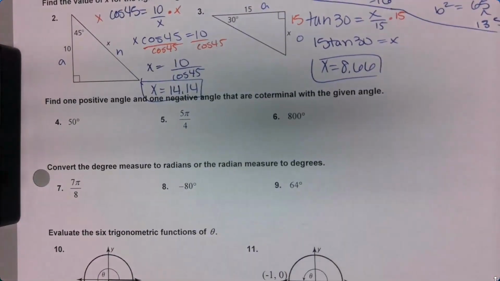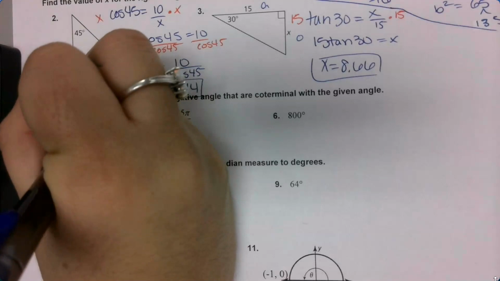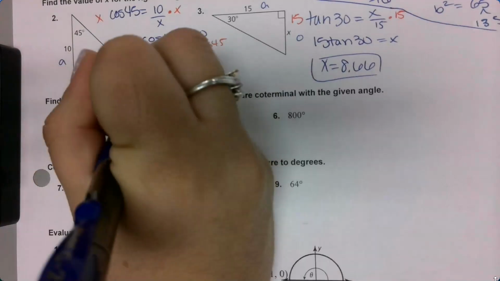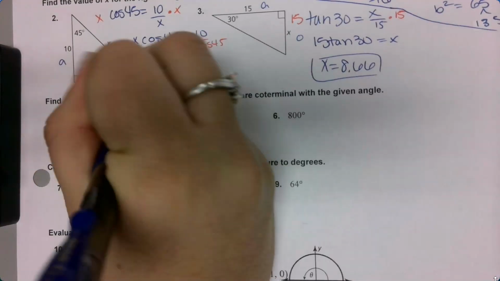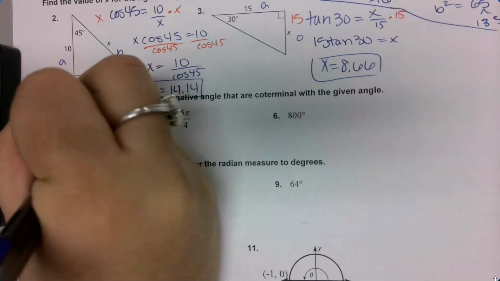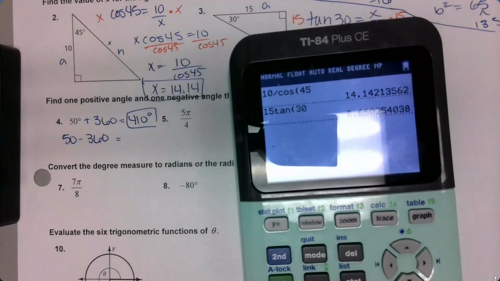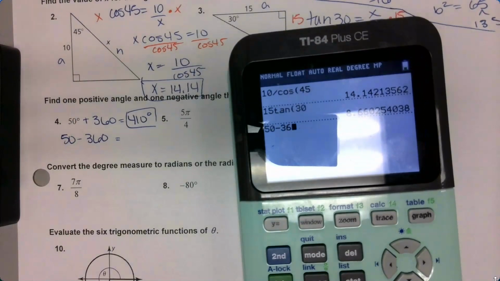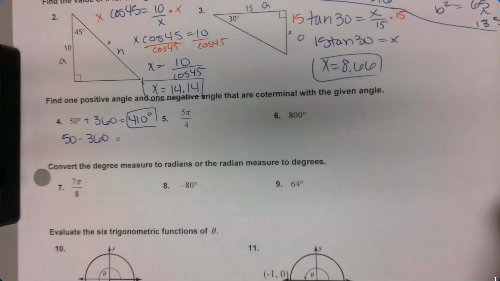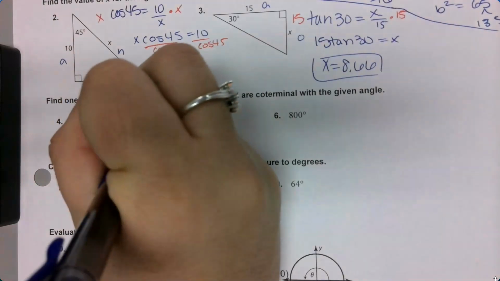Next one wants me to find positive angles and negative angles that are coterminal. That means add and subtract 360. So to find my positive one, I'm just going to add 360, which gets me 410. To get my negative one, I subtract the 360, which gives me negative 310.